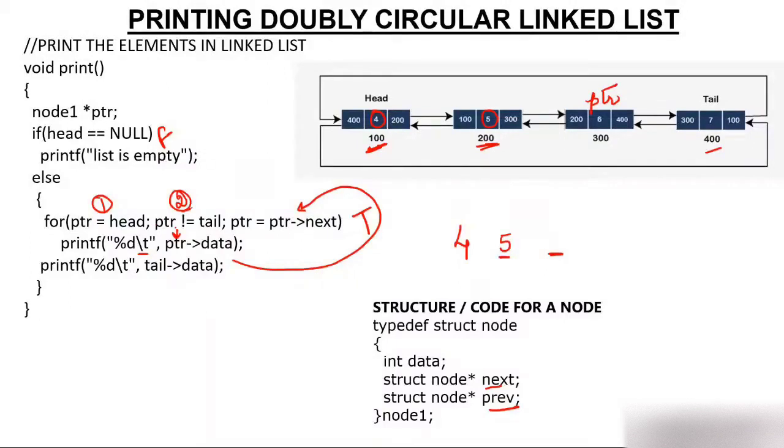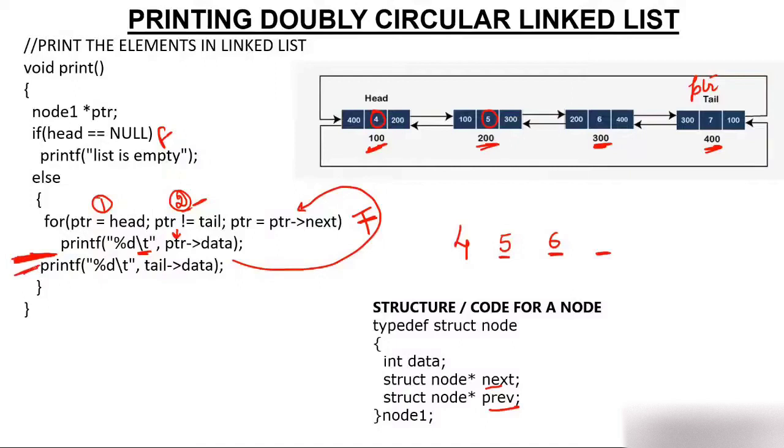Again I'll check, is ptr not equal to tail? Yes, ptr is 300 and tail is 400, so they are not equal. Since they are not equal, I'll print ptr data. Now what is ptr data? 6. So I'll print 6, and the tab will give a space. Then I'll increment ptr. Ptr will have ptr next. What is ptr next? 400. So ptr will move from here to here. Now I'll again check the second condition. Is ptr not equal to tail? Ptr is 400, tail is 400, so ptr is equal to tail. Now the condition becomes false, and the moment the condition becomes false, I'll come out of the loop.